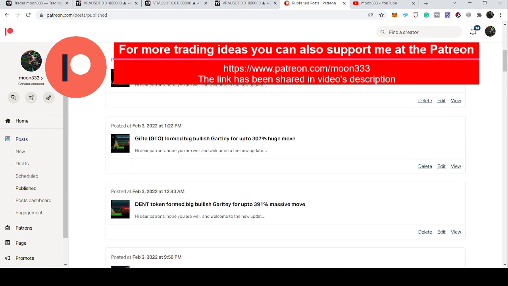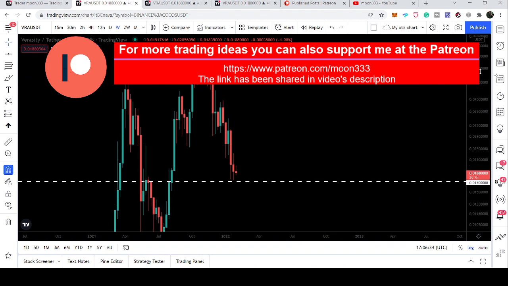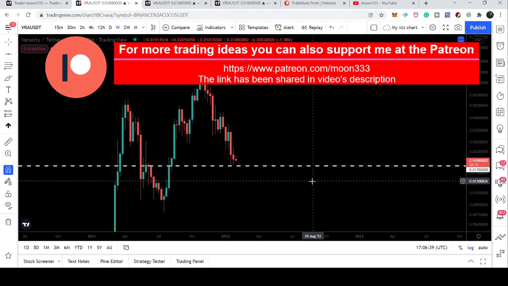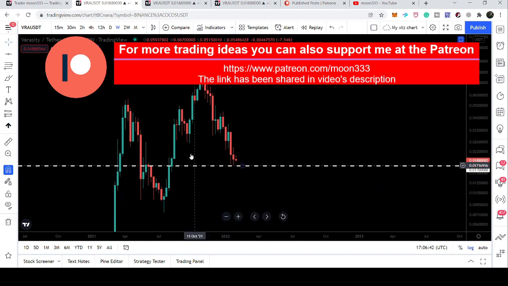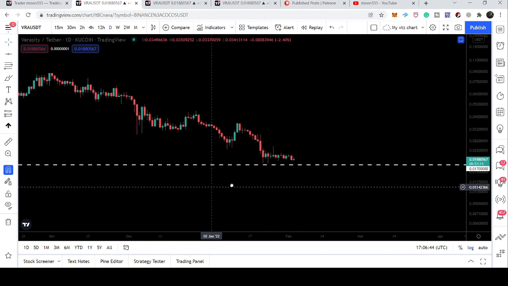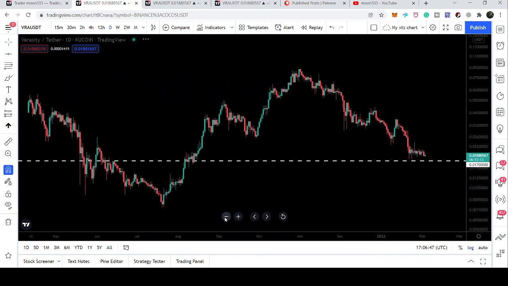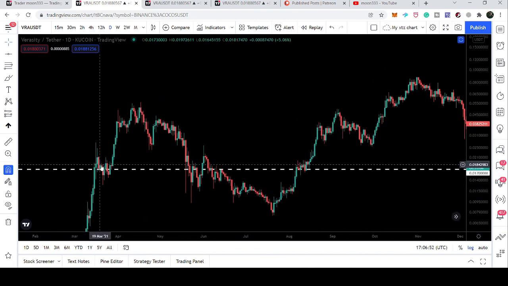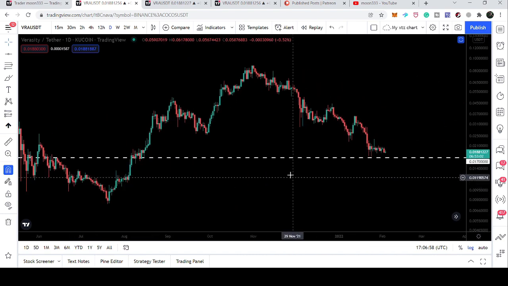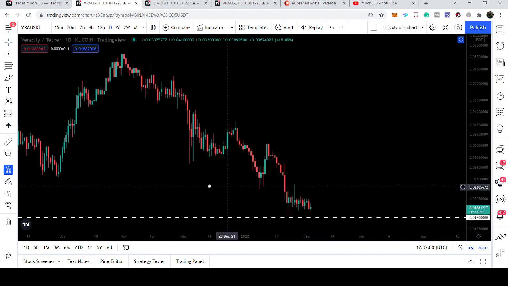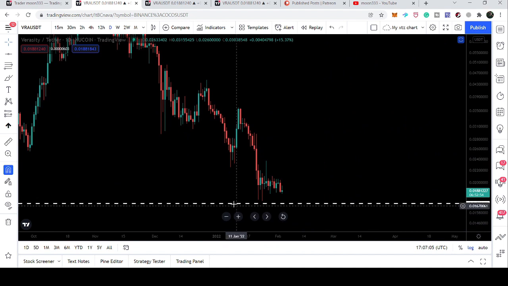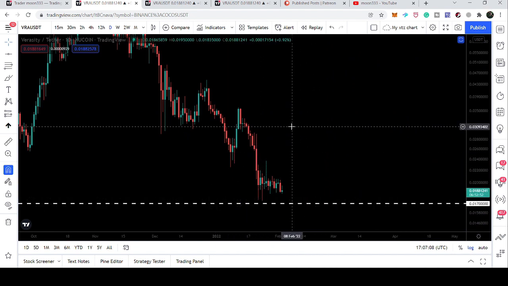So let's start the analysis. First of all, let me show you this weekly time frame, and here we have been watching that we are having a very nice support at 1.7 cents, and in the previous history of Verasity, it has been working as a very nice support and resistance. Let me show you the previous history. You can see that previously here it has been working as a resistance, and here it has been working as a resistance. Here it worked as a support, and right now we have again bounced from the support of 1.7 cents, and now we are having a very nice accumulation above the support of 1.7 cents.